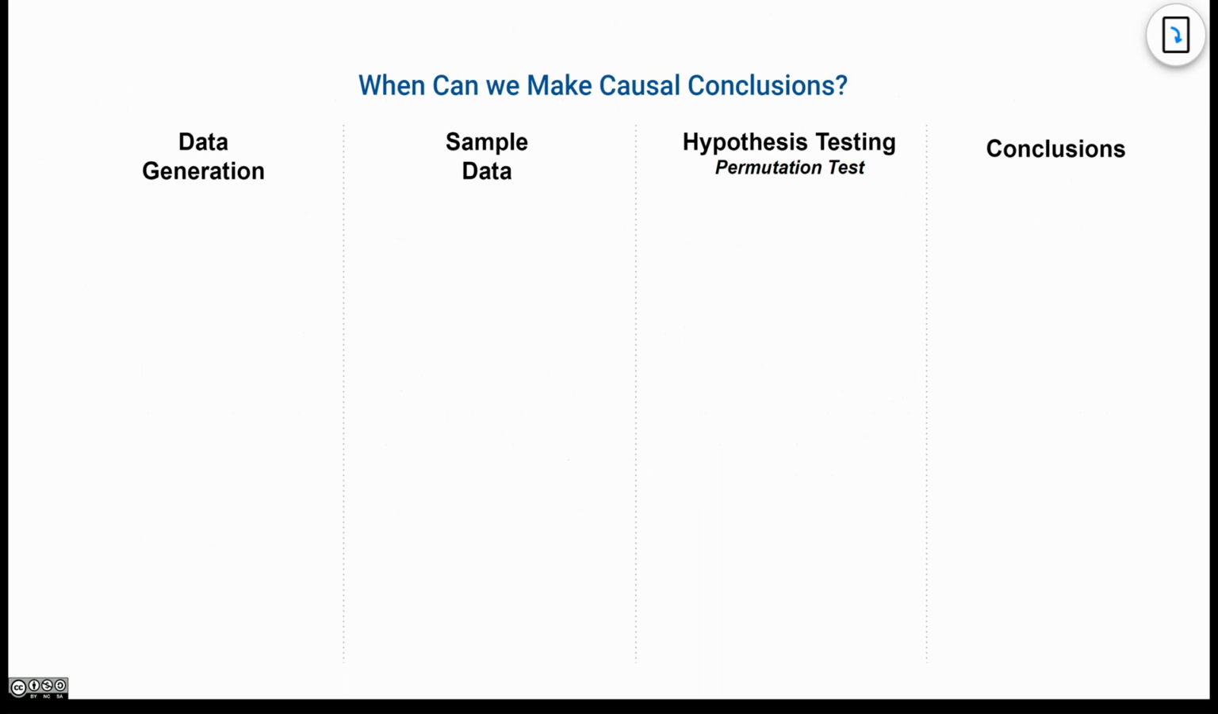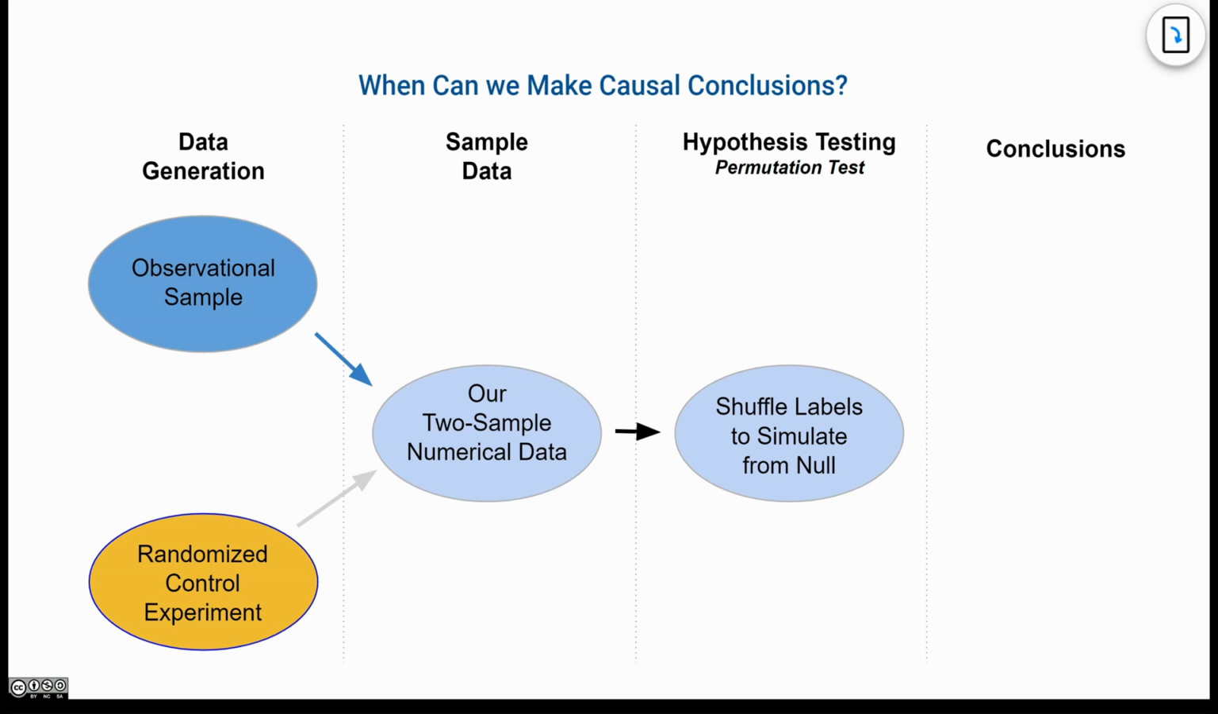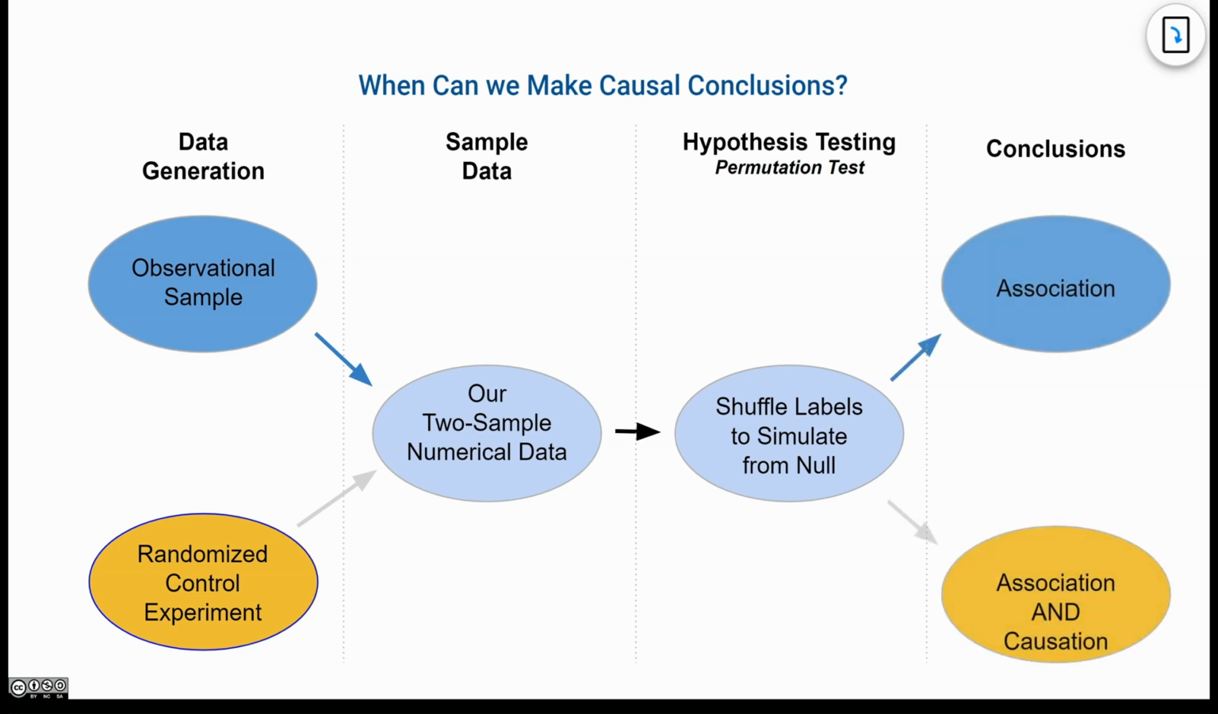Now, I want to make a comparison here. Anytime we're trying to run a hypothesis test about whether 2 samples came from the same underlying distribution, we either are going to have data that has been observationally gathered or a randomized control experiment. In this case, again, we're assuming that we're testing 2 samples to see whether or not they came from the same distribution. So we are going to have the same underlying mathematical process. We'll be using a permutation test, shuffling labels to simulate the null. The conclusions are just what's different.